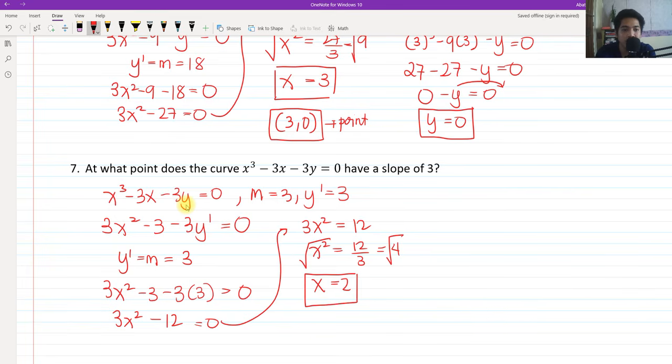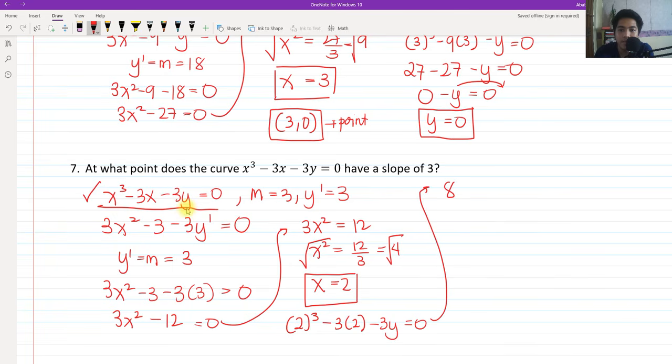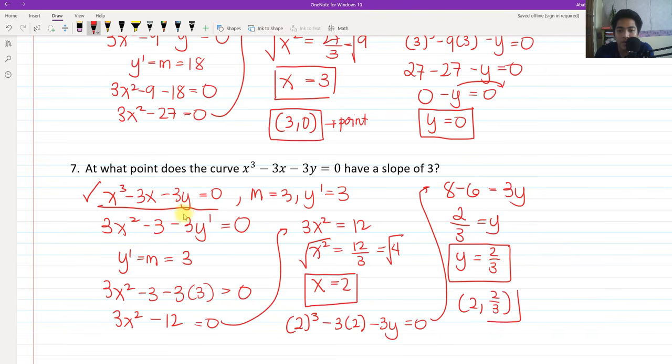Okay? So we're going to substitute x to the original equation here to get y. So we have 2 cubed minus 3 times 2 minus 3y equals 0. So this would be 8 minus 6, and then we have 3y here. So 2 thirds equals y. So y equals 2 thirds. So the point is 2 and 2 thirds. This is the final answer for this problem. This is the point wherein this curve will have a slope of 3.